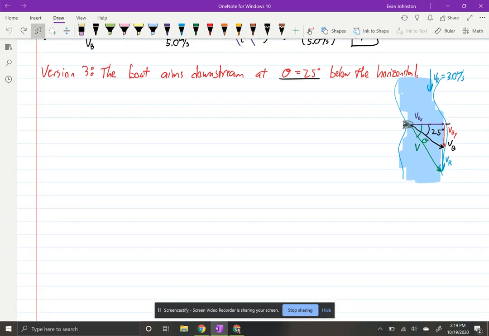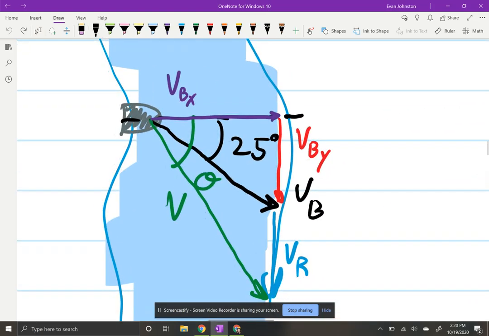So first, what I'm saying is we need to find the x and y components of the boat's velocity, because we know the boat's going at a 25. So if I want to find VBX and VBY, well, I know the boat is always going at this 5.0 meters per second, and I know the angle. So I can actually go through and start finding these values.